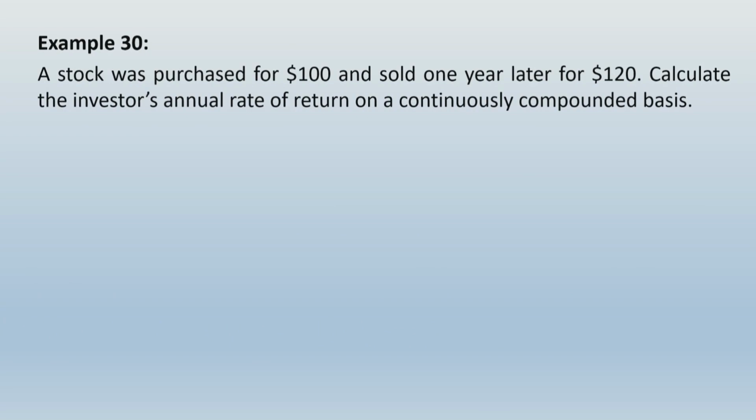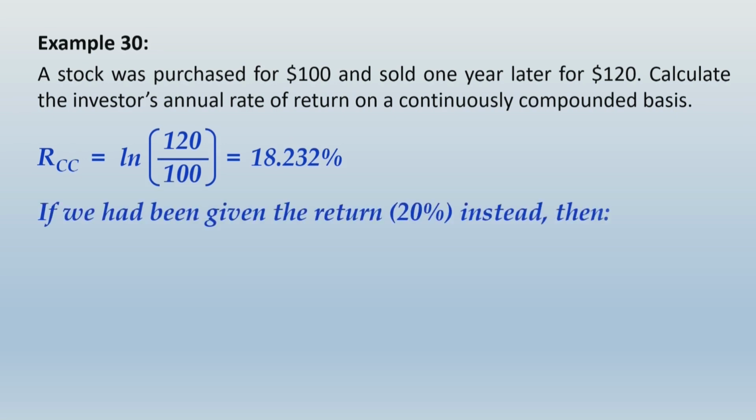A stock was purchased for $100 and sold 1 year later for $120. Calculate the investor's annual rate of return on a continuously compounded basis. So RCC will be ln of 120 divided by 100, that will be 18.232%. If we had been given the return 20% instead, then RCC will be ln of 1.2, that is ln of 1 plus HPR, and that would also give you the same result. Well, let us move ahead and write further.